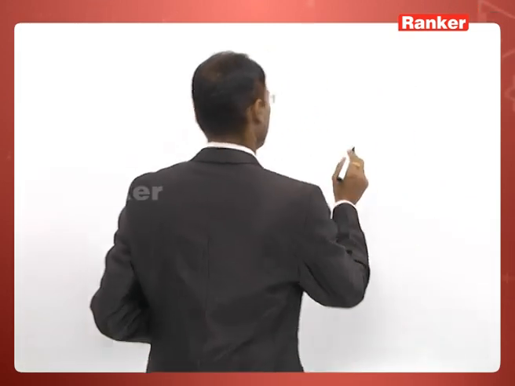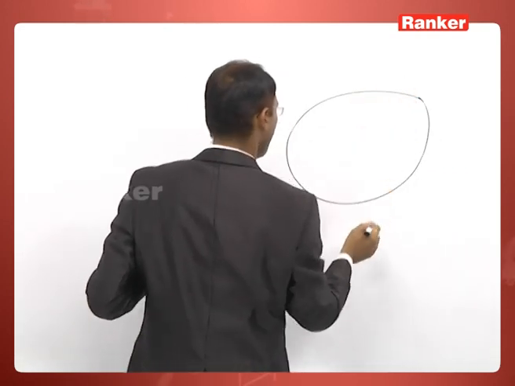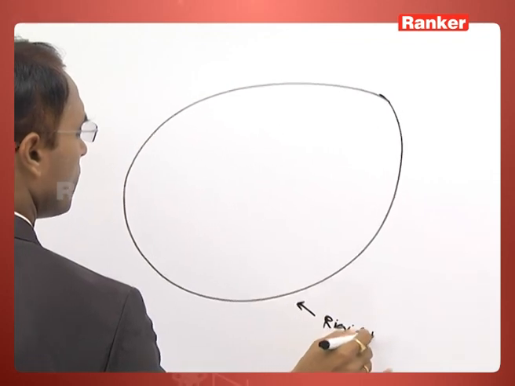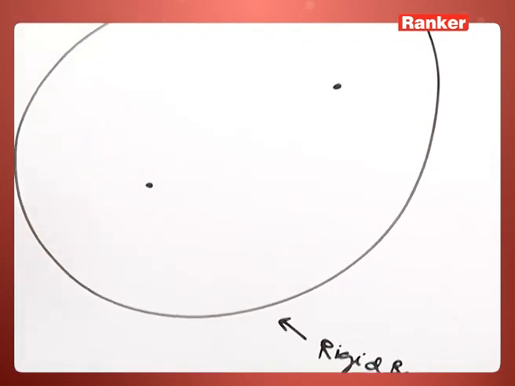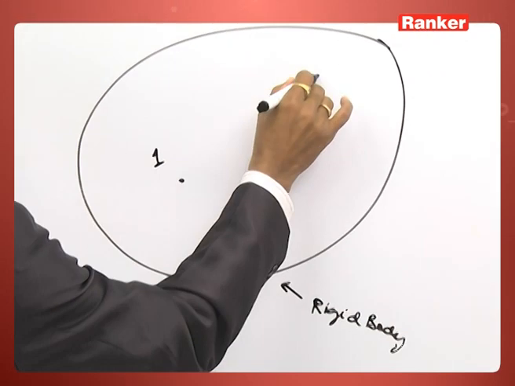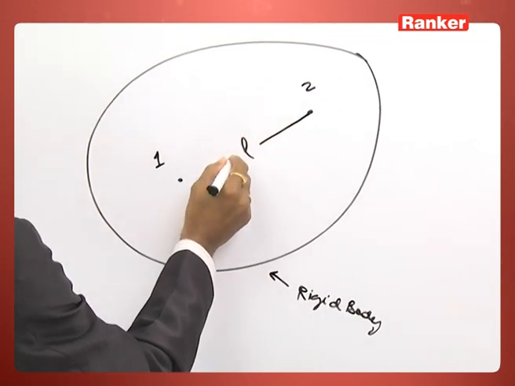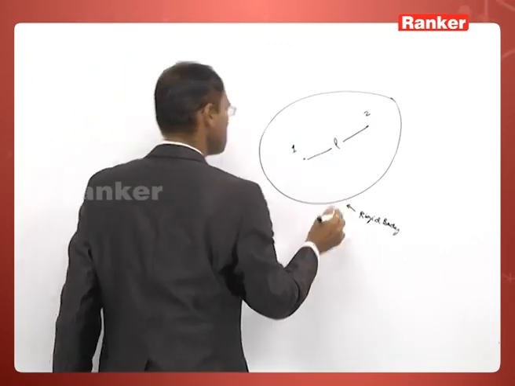Well, let us use the concept of relative angular velocity for the rigid body. You take a rigid body, take any 2 points inside the rigid body, point 1 and point 2. The line joining these 2 points has a distance L, this distance of separation.